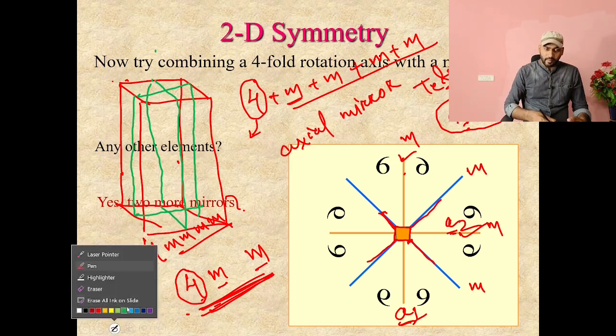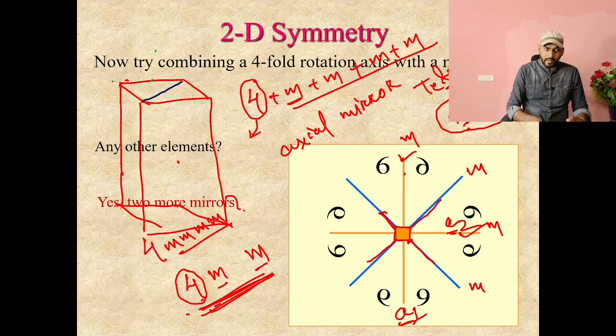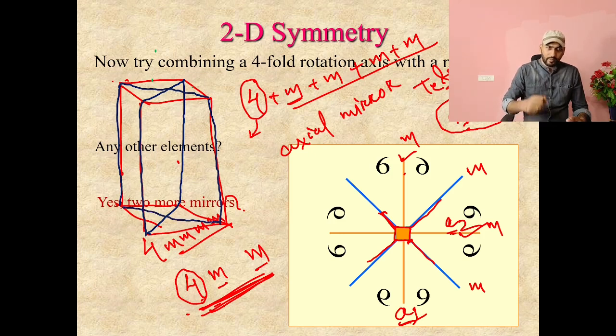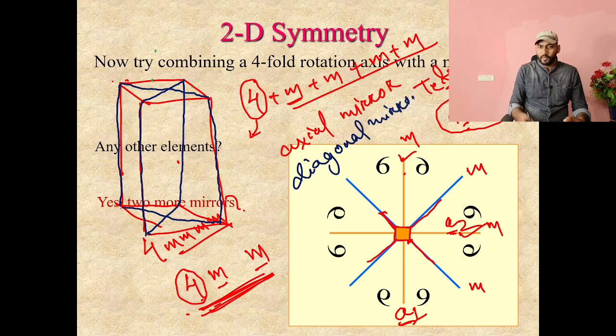What is a diagonal mirror plane? This is a diagonal mirror plane, and this is another diagonal mirror plane, which are connecting the edges, or containing the edge diagonals. These are the diagonal mirror planes. So these orange ones are the crystallographic mirrors and these blue ones are the diagonal mirrors.